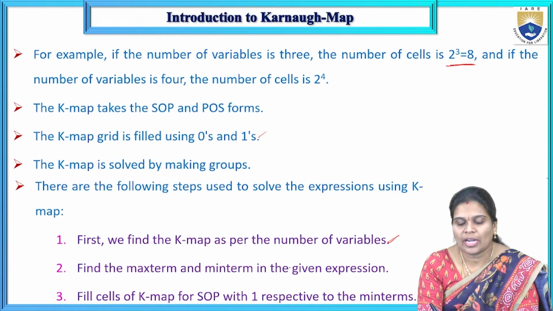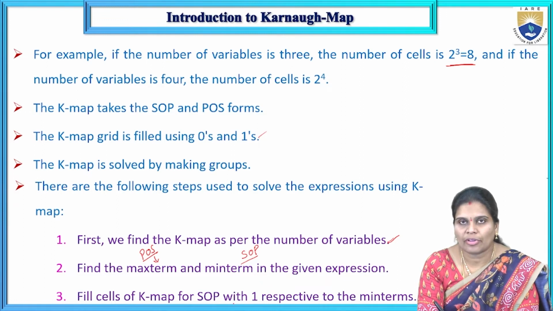So next one is find the max term and min term in the given expression. Why are we finding this min term and max term? If we are taking the SOP form, that is the sum of product term, we are taking the min term. If we are taking the POS form, product of sum, then we are taking the max term. That's what we have to decide, whether we are using the min term or the max term.